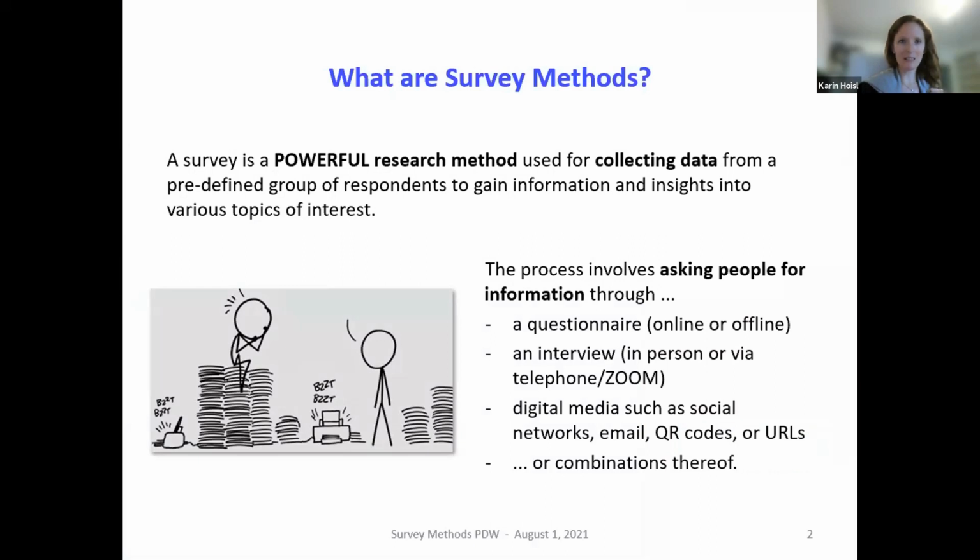Survey methods are actually a very powerful research methodology. It's of course for collecting data, but what is especially powerful about this methodology is that you can get information which you cannot get from other data sets. I will give you a number of examples in the following, and hopefully at the end you're fully convinced that this is the way to collect your data in the future.